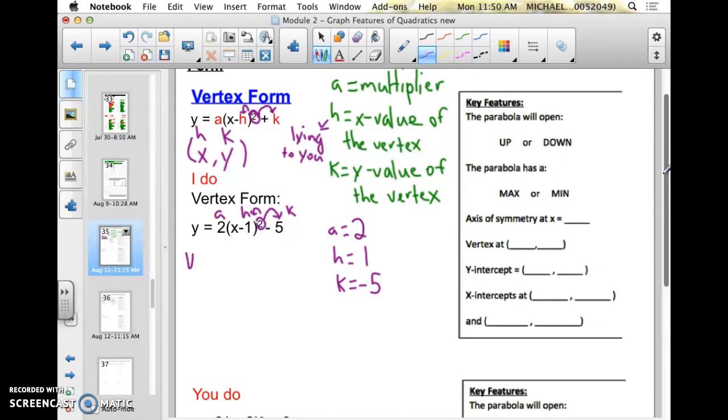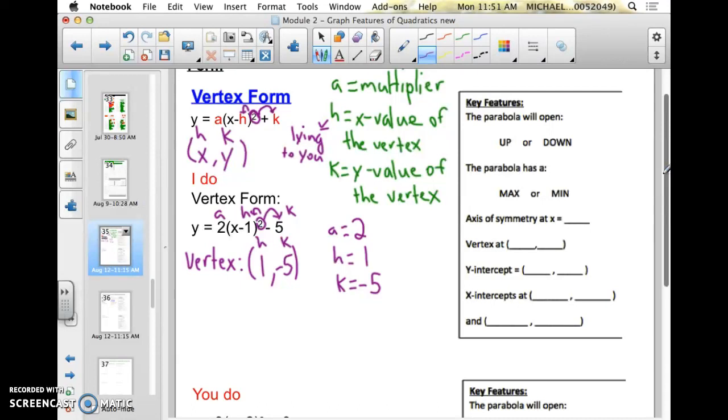Now the vertex is just made up of the h and k values. The h goes first, and then the k, so the vertex is 1 comma negative 5. Again, the trickiest part of this process is that whatever the h value is in the function, in this case x minus 1, it's lying to you, so it's opposite. In this case it's positive. If it was x plus 1 in the function, it'd be a negative 1 in the vertex.